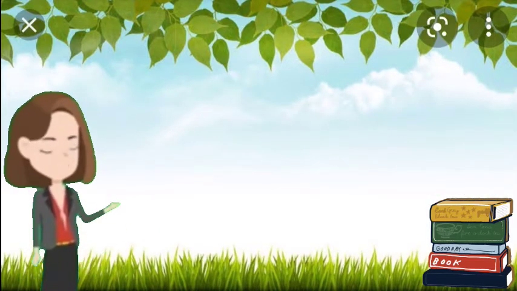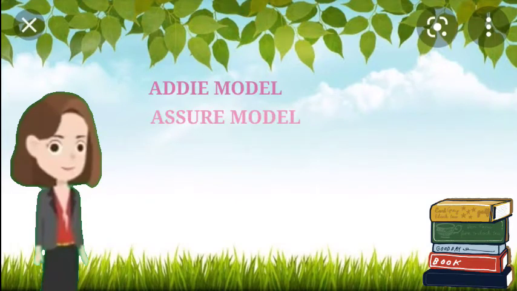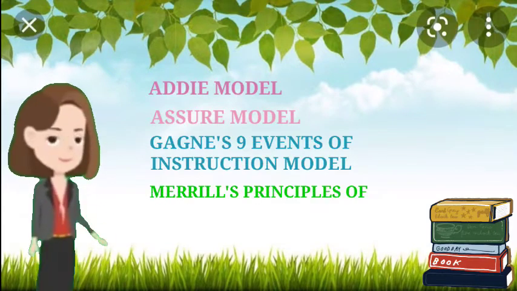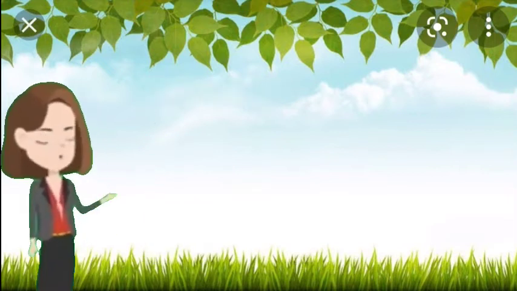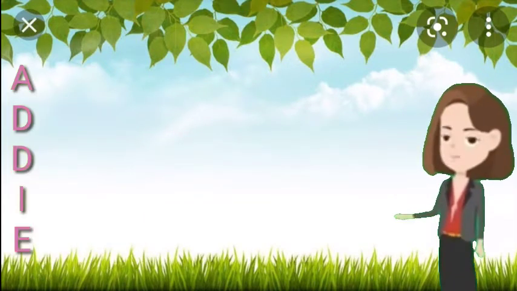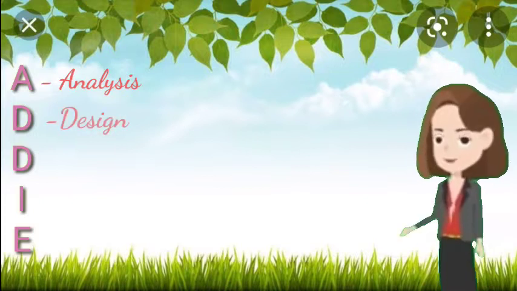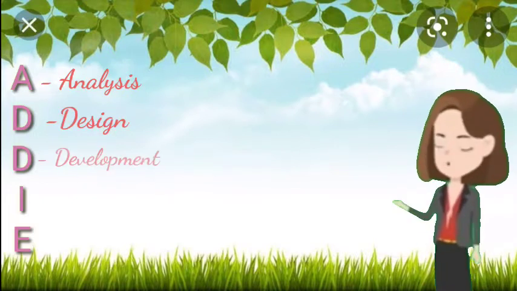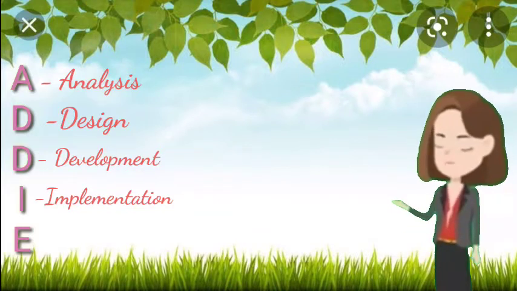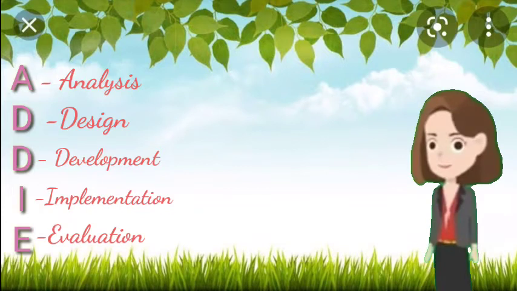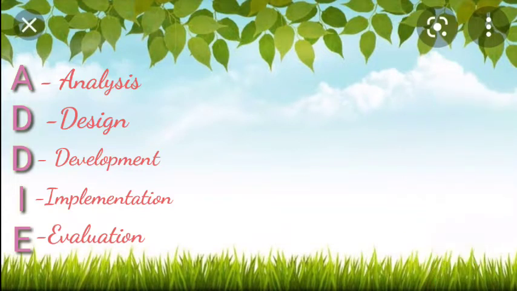There are a number of instructional design models and processes. Many of their components are similar, so let us just focus on ADDIE model. ADDIE is actually an acronym. A stands for analysis, D for design, D for development, I for implement, and E for evaluation. In the context of e-learning, let us take a closer look at each phase. The first one is analysis.